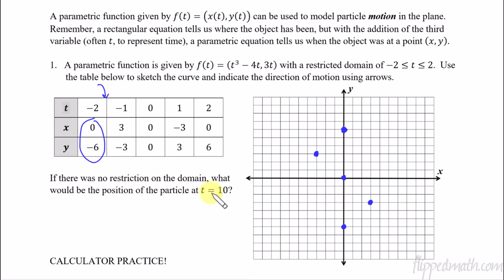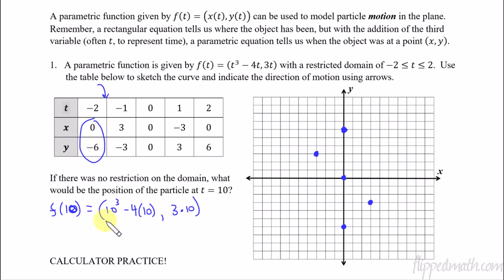This part here, I just wanted to see, what if t equals 10? Now, that's outside the restriction, right? We were restricting between -2 and +2. 10 is past 2, so we're saying if there was no restriction, where would the particle be? That just means you're plugging in a 10 to f of 10. So that would equal 10 cubed, which is a really big number, minus 4 times 10, that's the x value. And then the y value would be 3 times 10. And then you simplify from there.